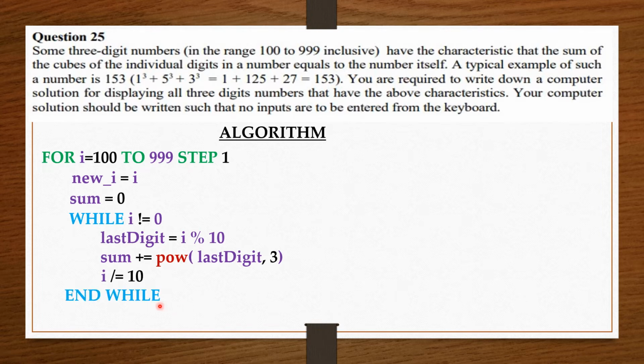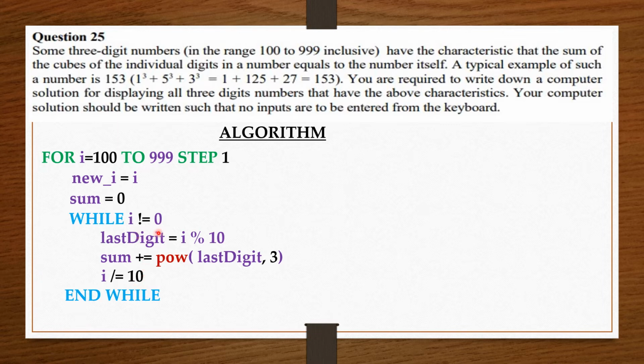Now if I take the last digit of 100 away, I'm going to get 10. Since 10 is still not 0, I can enter this while loop again. Now when I enter the while loop, the last digit in 10 is going to be 0. I'm going to raise the 0 to the power 3 and then add it to sum. After that, I'm going to take that 0 away and then end while. And the condition is that I is not 0.